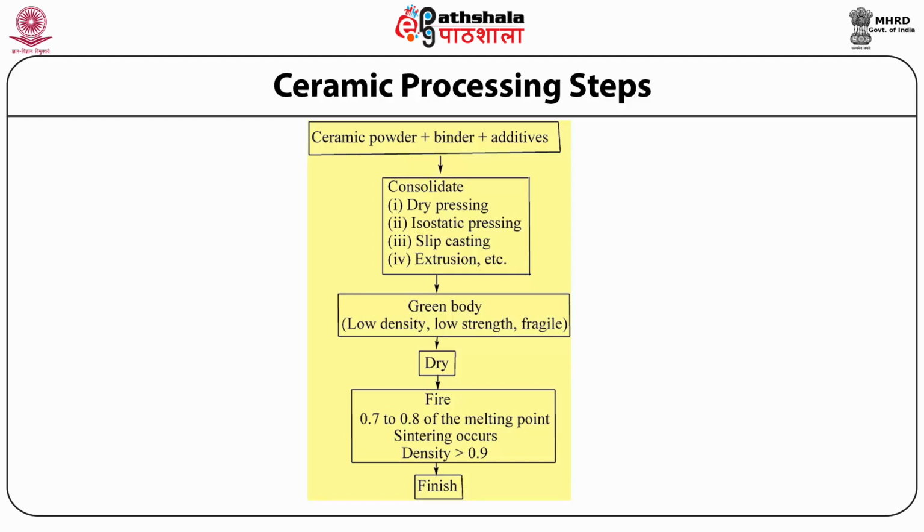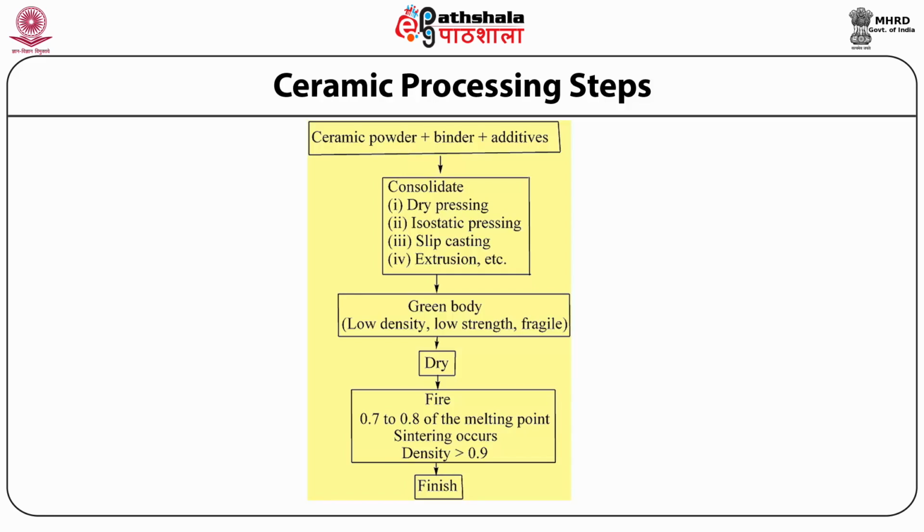For example, if the green body is made of alumina, that is Al2O3, the theoretical density is 3.9 gram per centimeter cube. The relative density of a green body usually is of the order of 0.6 or less. It is useful to maximize the green density, as a high green density leads to a high final density. Often, special techniques such as isostatic pressing and hot isostatic pressing are used to maximize the green and final densities.